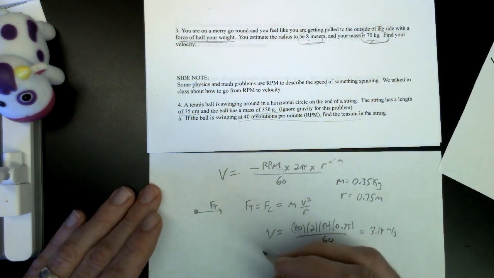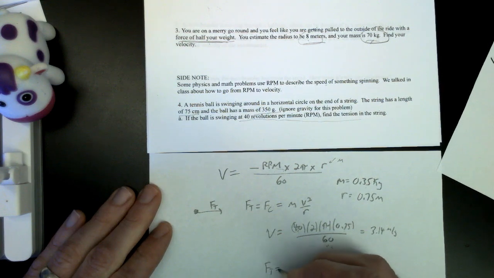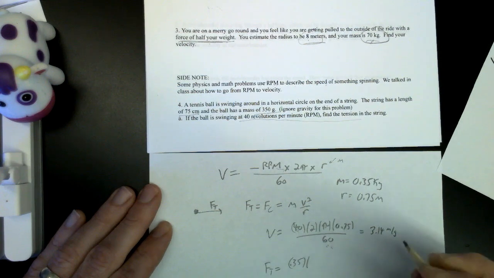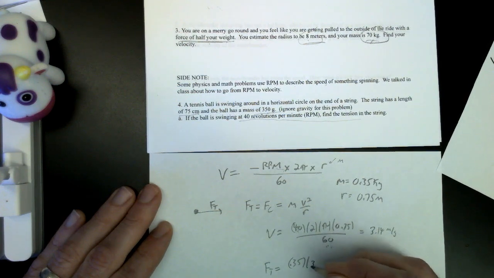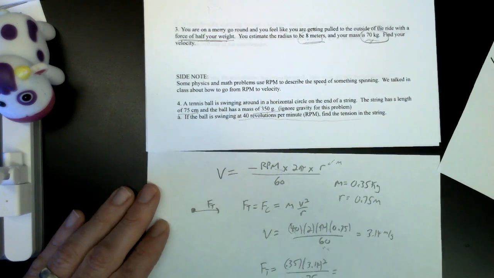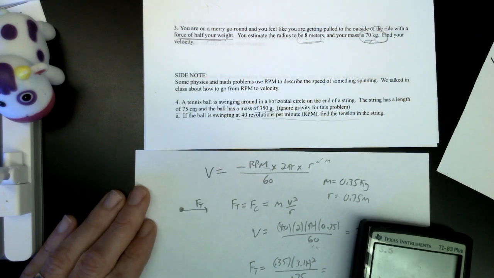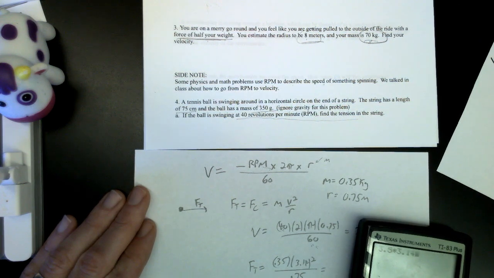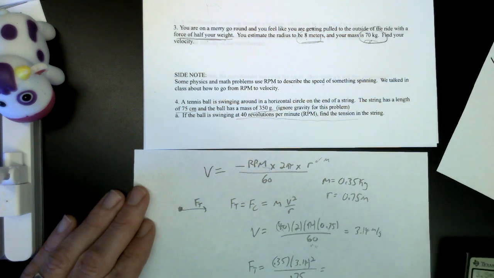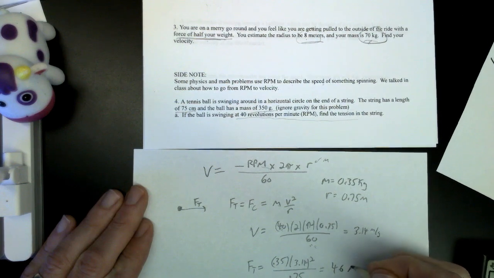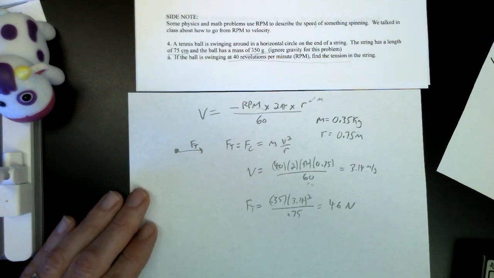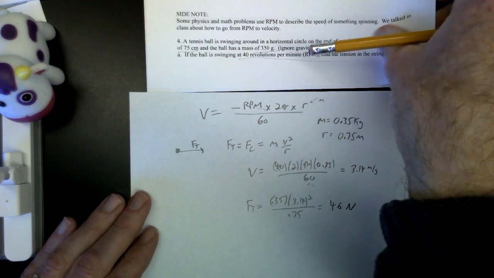Okay, great. So now what are we doing? We're looking for this tension right here, and that's going to be m times v squared over r. 0.35 is the m, the v is 3.14, square that, divided by 0.75, and what do we got here? 0.35 times 3.14 squared, and divide that by 0.75. And the tension is going to be 4.6. And that's going to work out in newtons, because all of our forces work out in newtons.